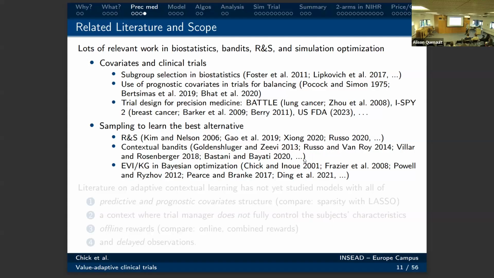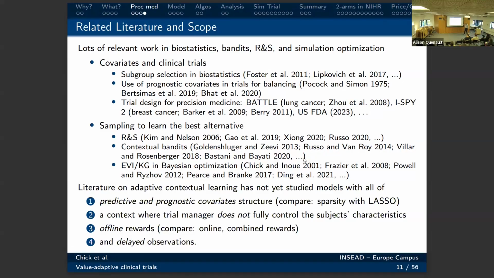What we're trying to do is to link these streams, and work at the intersection of trying to account for the fact that we might have some suspicions about predictive and prognostic covariate structure. We're not able to fully control the arrival stream of patients. In computer simulation experiments, we can decide the covariate set before making a sample. Here, we're going to assume that patients just arrive at the door to the hospital in the order that they can, and we're going to try to admit them to the trial.